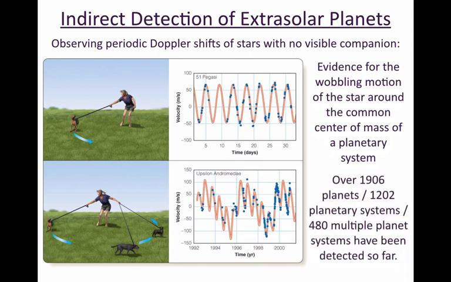Using this method, they have found lots of planets. Now, not all of these were found with this method, but the vast majority were. So we're talking about almost 2,000 planets, 1,200 planetary systems, and about 500 that have multiple planets within one system. So we're getting up there, right? We're getting better and better at finding these. It's hard, though. It takes a lot of time to make this happen.